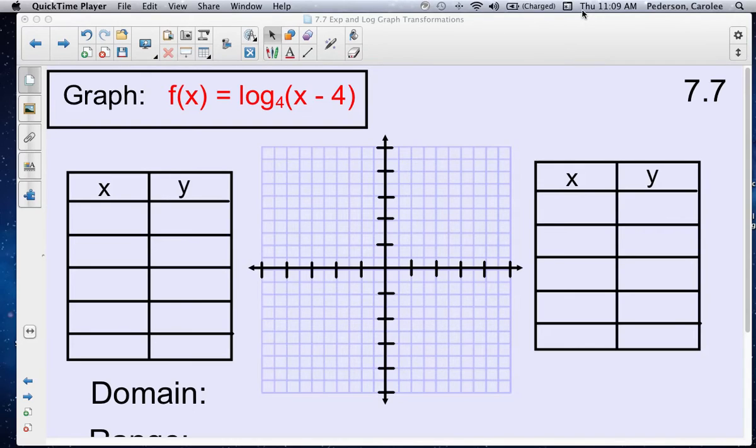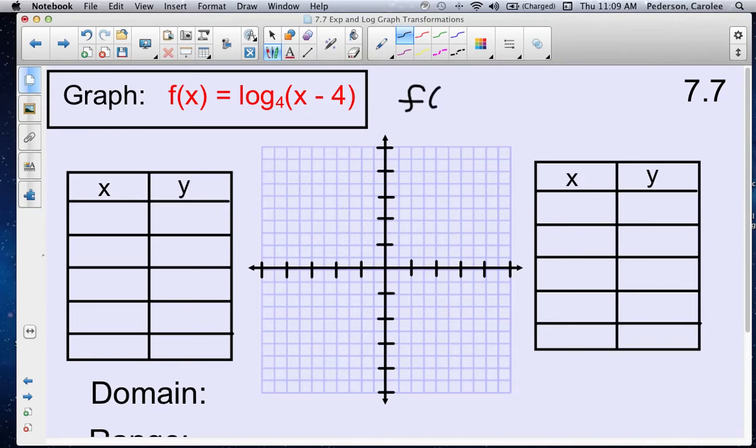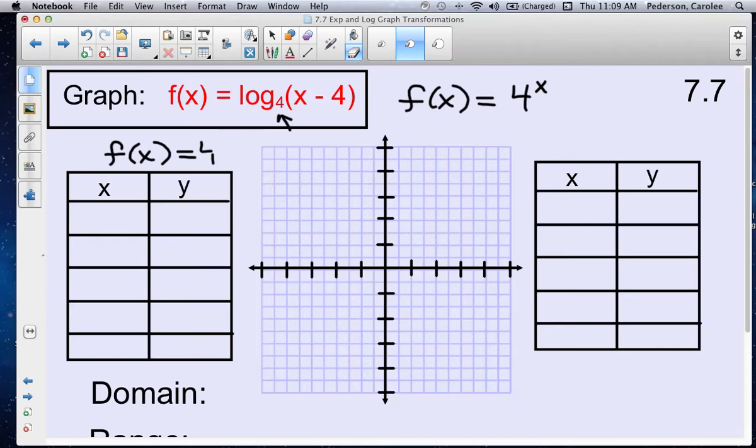This problem is applying transformations with logarithms. So to review how to graph a logarithm, we have a function, it's called an exponential function. Notice my logarithm is base 4, so my inverse function is also base 4. So when we were graphing logarithms without any transformations, we were graphing the inverse function first and finding those ordered pairs. So we're going to find the ordered pairs of the function 4 to the x power.